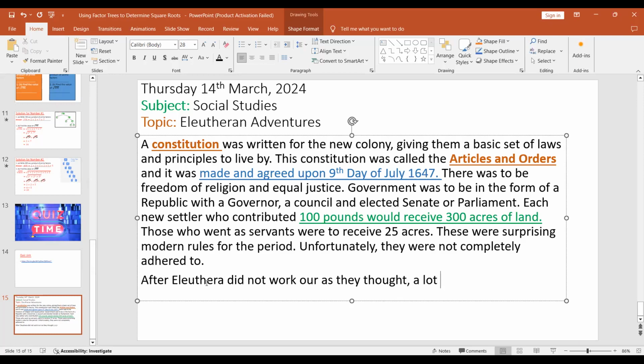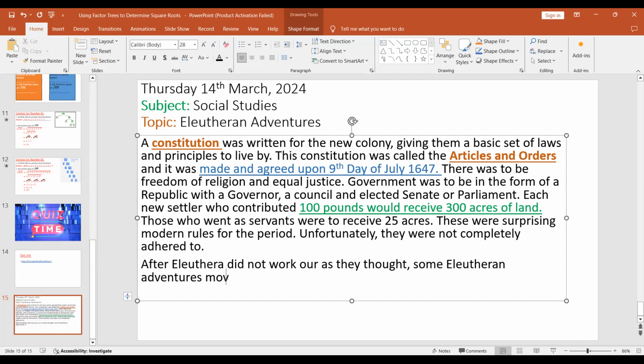A lot of Lutheran adventures, or should we say some Lutheran, because not all, some still stayed in Lutheran adventures, moved to New Providence. Now, originally it was not called New Providence, right? So by 1670, they came there.